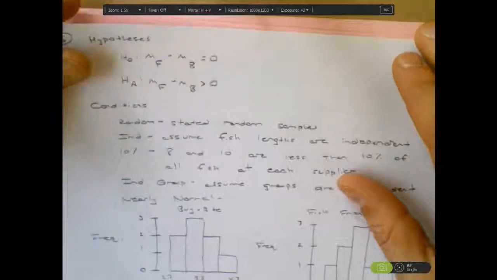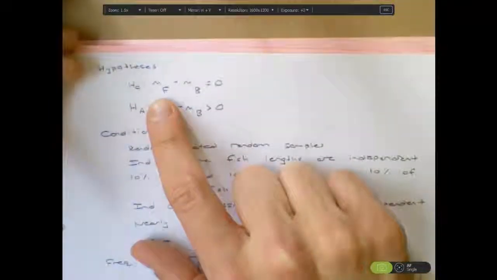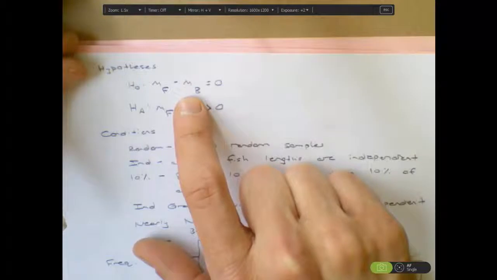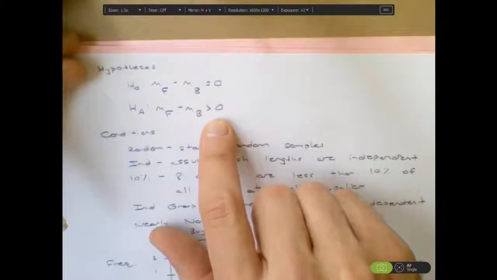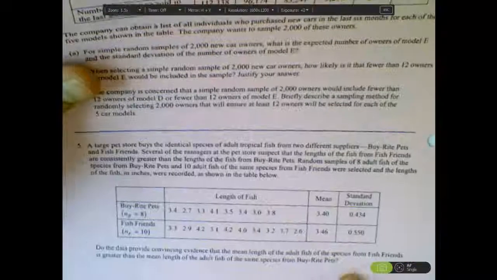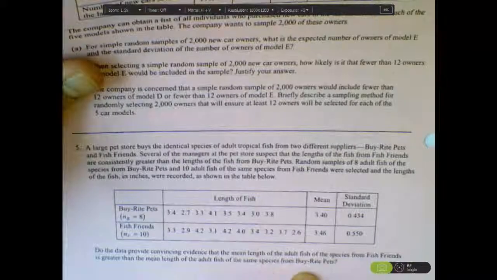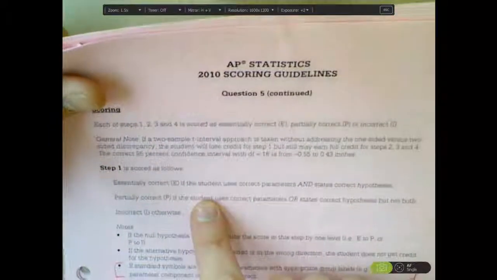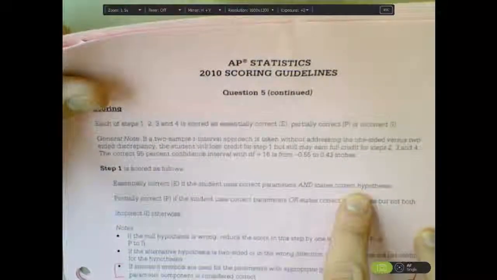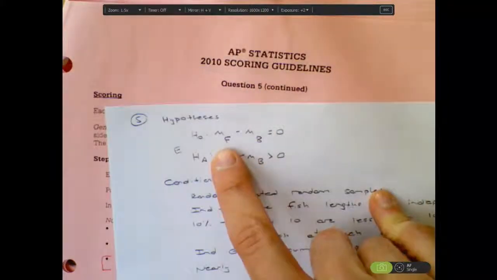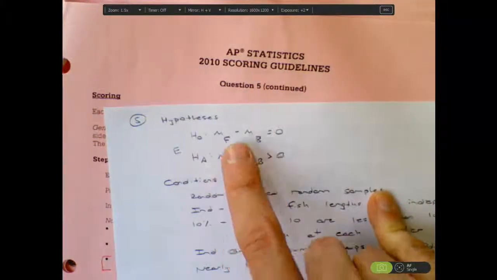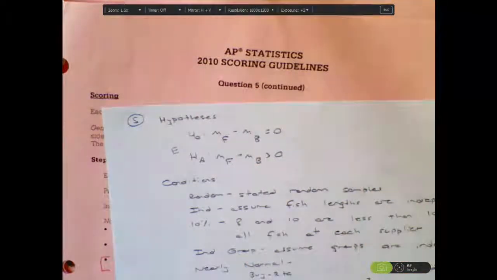So looking at the hypotheses here, for means, your parameter is always going to be mu. So mu of fish friends minus mu of buy rate is 0. Then here the difference is greater than 0 because they said in the context, Fish Friends is greater than that of buy rate. Taking a look at the grading, it's essentially correct if you use the correct parameters and have the correct hypotheses. I have both of those things. I'm good to go. This would be essentially correct. You could also have mu sub f equals mu sub b, and mu sub f is greater than mu sub b. That would also earn essentially correct.